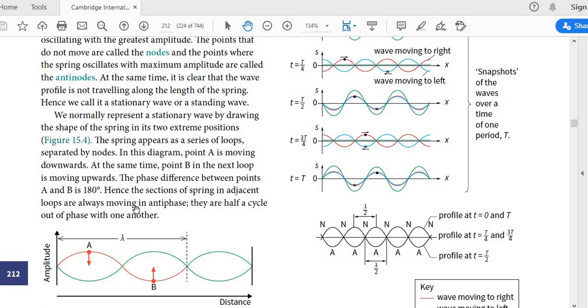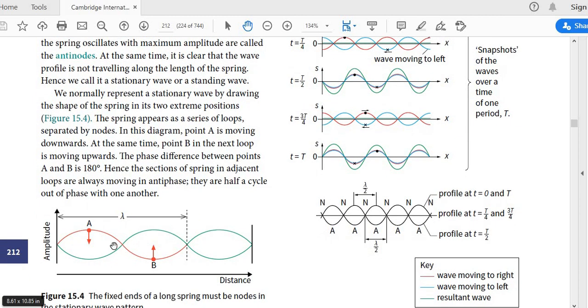Now, to help you understand this better, I have a separate handout. We'll go through that also. Hence, the sections of spring in adjacent loops are always moving in antiphase. So, on either side of the node, now this is the node, on either side of the node, that means anywhere from here to here and from here to here, they will be in antiphase. The phase difference is 180 degrees.